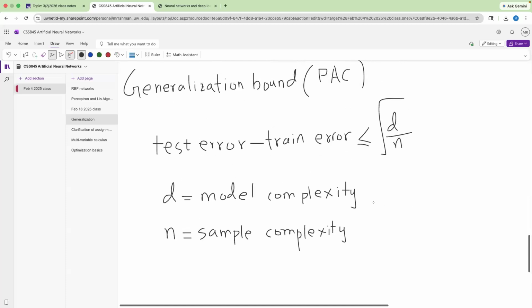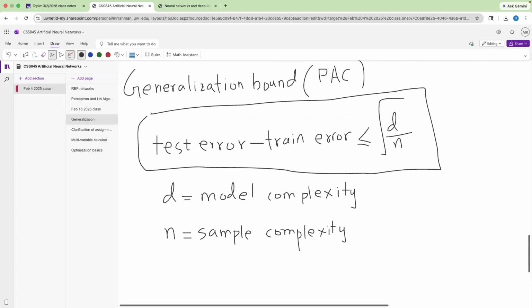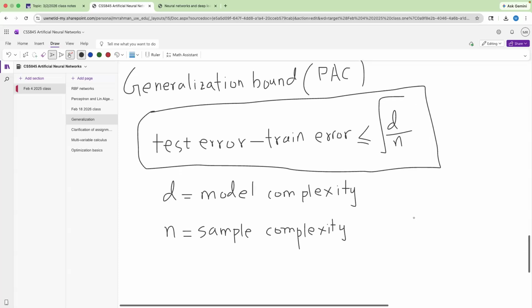Now what this result tells us is that if you really want to bound the gap between your training error and the test error, which would give you good generalization, you need this right hand side to be very small, right? Looking at this expression, can someone tell me how we can ensure that this right hand side is small? What are the ways to make it small? Increase n. What does increase n mean? So you can make this bound small by increasing n, right?